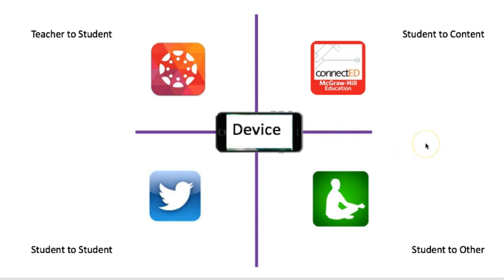And connecting student to other: what are the spiritual dimensions of the student who is in my course, or is there another content or context area that I'm connecting the student to? So the device in mobile learning is at the center axis, and then we want to look at how that implicates the teacher to student relationship, the content relationship, student to each other, and then student to other.